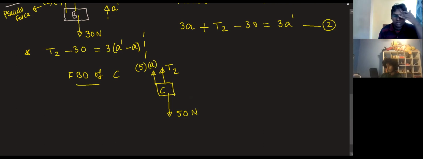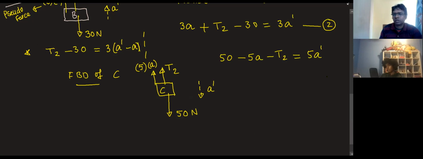Now we are saying that this is going down with acceleration A prime relative to the movable pulley. So if I apply Newton's second law, I'm assuming that the downward forces are dominating. So I'll have 50 minus 5A minus T2 equal to 5A prime. Are you okay so far?